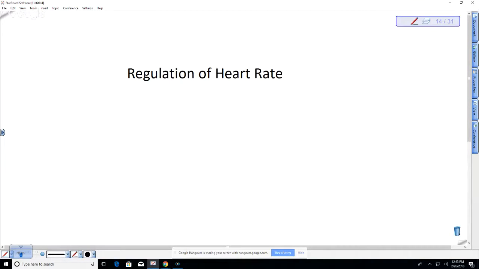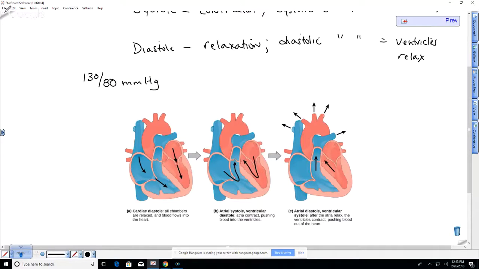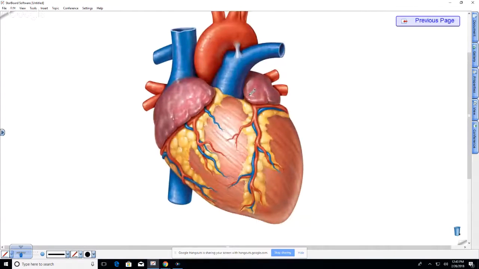So we're going to talk about the regulation of the heart rate. Actually, I need to go back to that. Sorry, I just need to go back to that one diagram since we didn't talk about that yet. Okay.